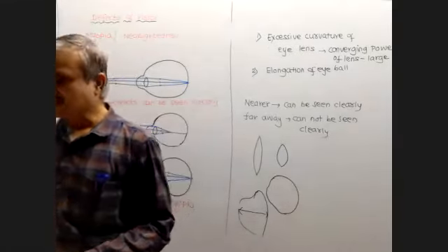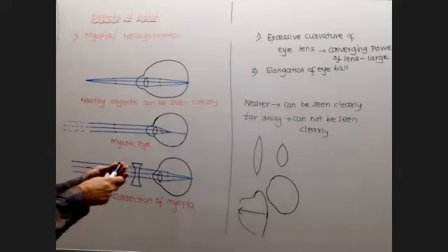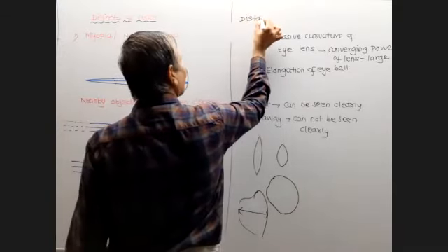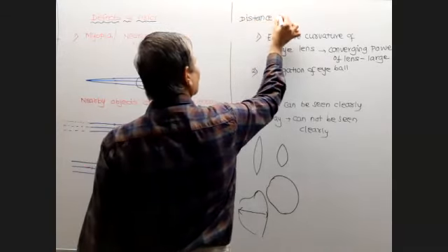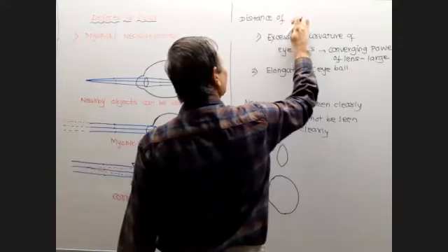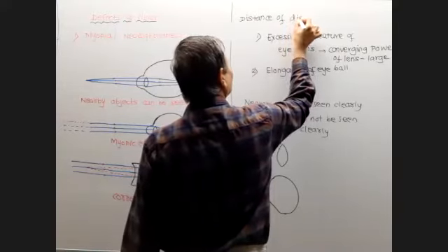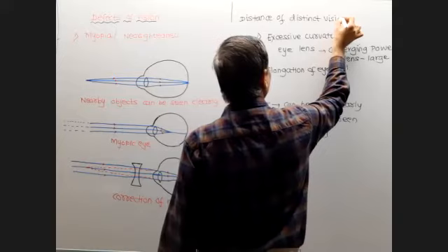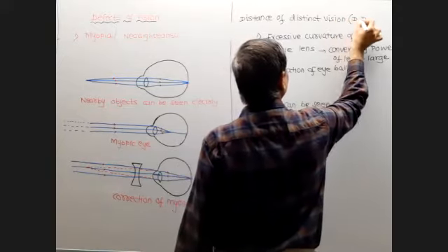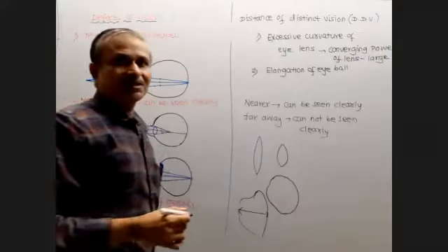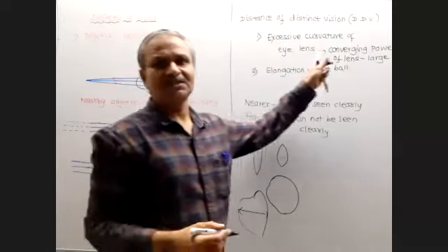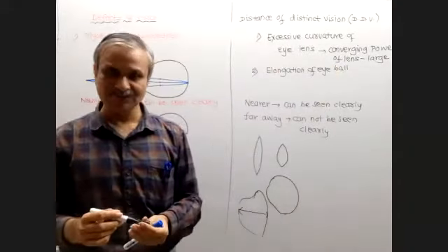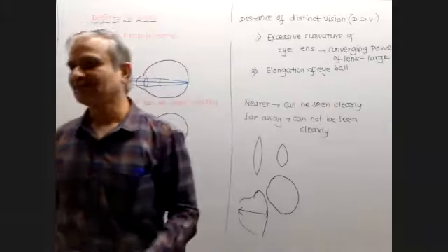Third, distance of distinct vision. Write in brackets DDV. DDV is the standard short form for distance of distinct vision, especially if you take the science side in 11th. DDV, distance of distinct vision.